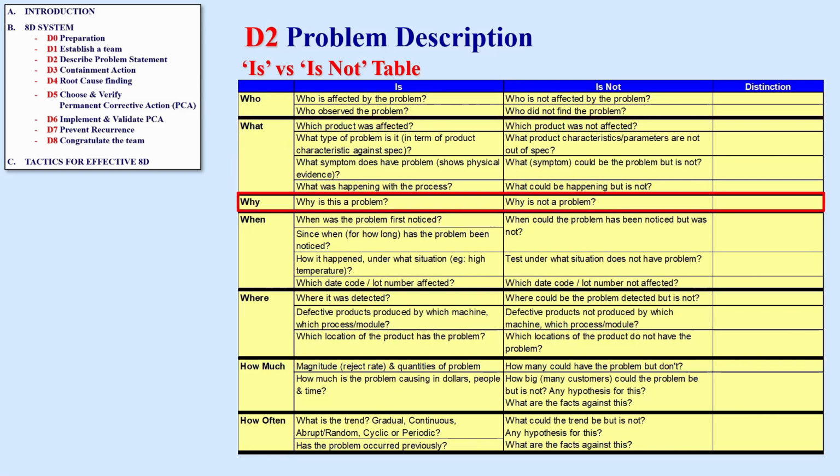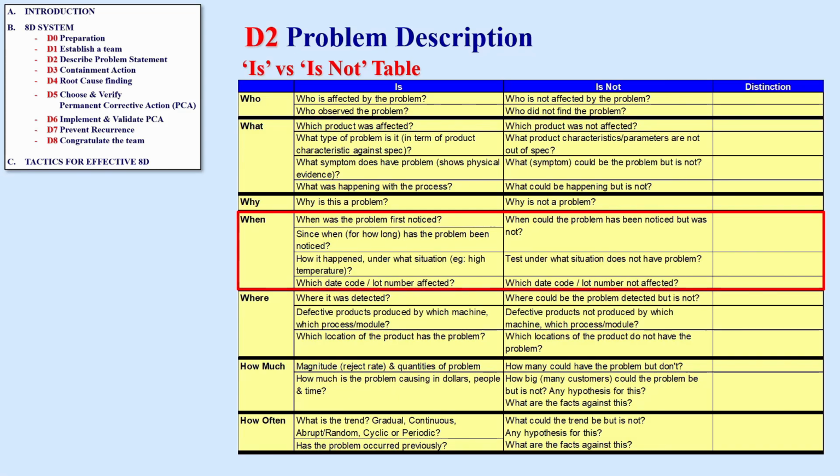4. Why? We ask, why is this a problem? Why is it not a problem? 4. When? The questions are, when was the problem first noticed? And since when, for how long, has the problem been noticed? Versus when could the problem have been noticed but was not?